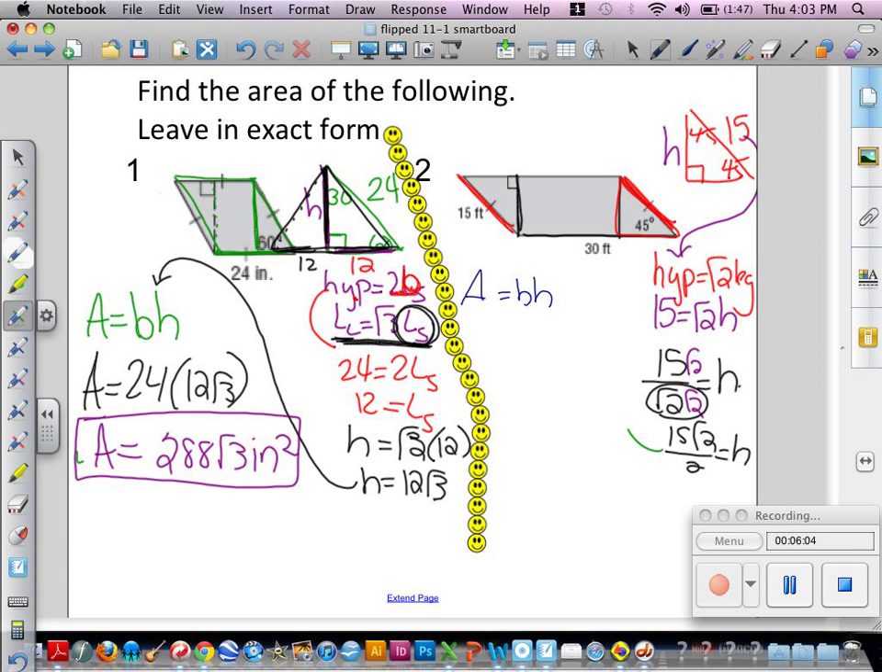So my area equals 30 times 15 root 2 over 2. I can cancel here. That'll get me a 15. So now my area is 15 times 15, 225. Leave it in radical form, so root 2 feet squared.